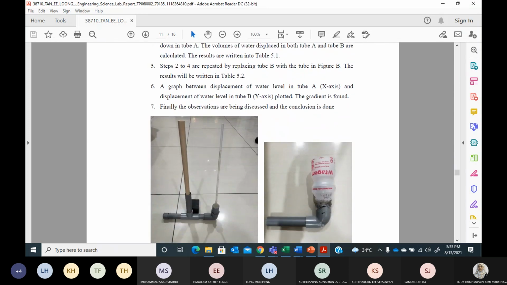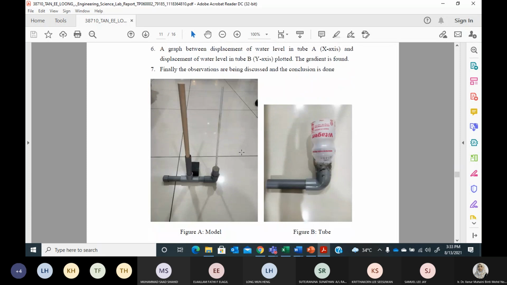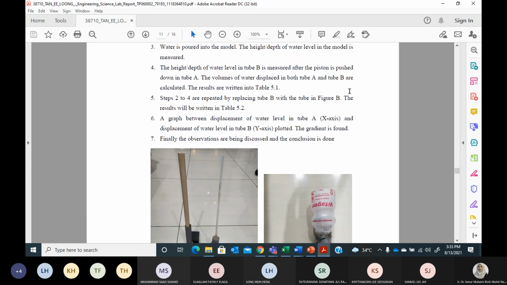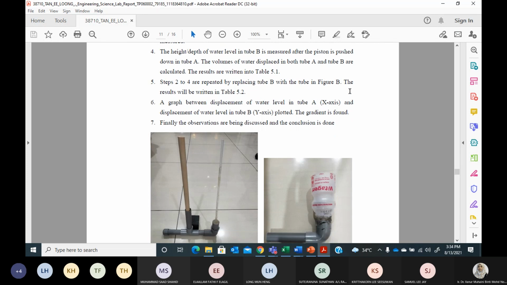Okay, so you have to measure the diameter of tube A and tube B. So this is tube. Water is poured into the model. The height or depth of water level in model is measured. The height or depth of water level in tube B is measured after the piston is pushed down in tube A.